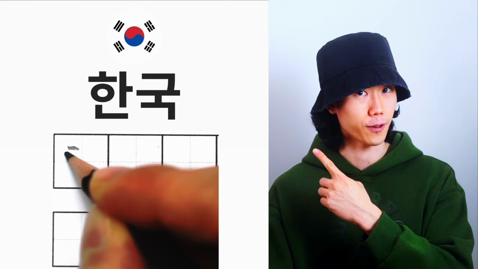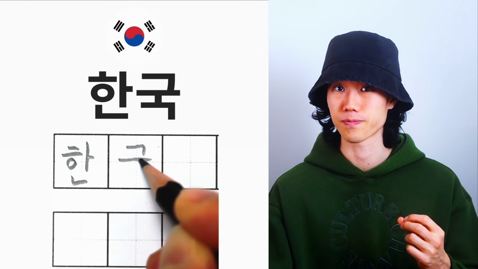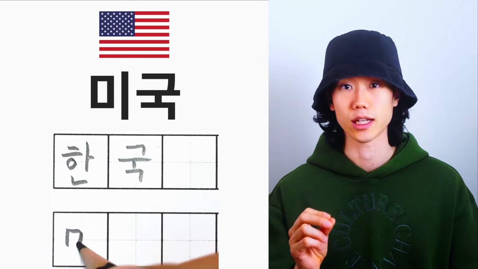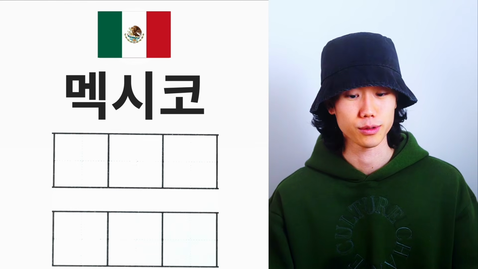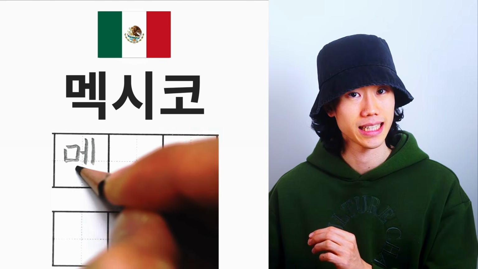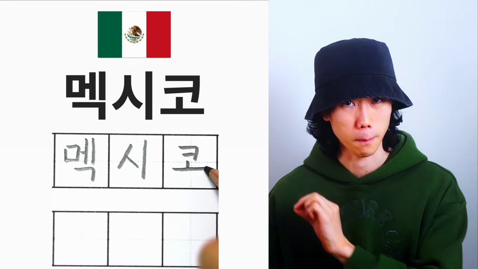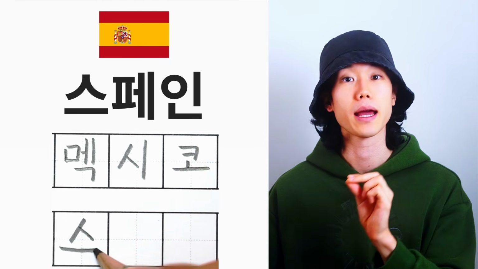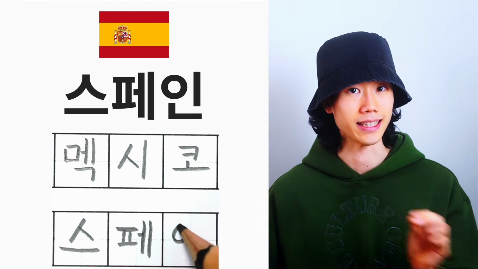한. First syllable, 한. And then second syllable, 국. 한국. Great. And 미국. And Mexico. 스페인.